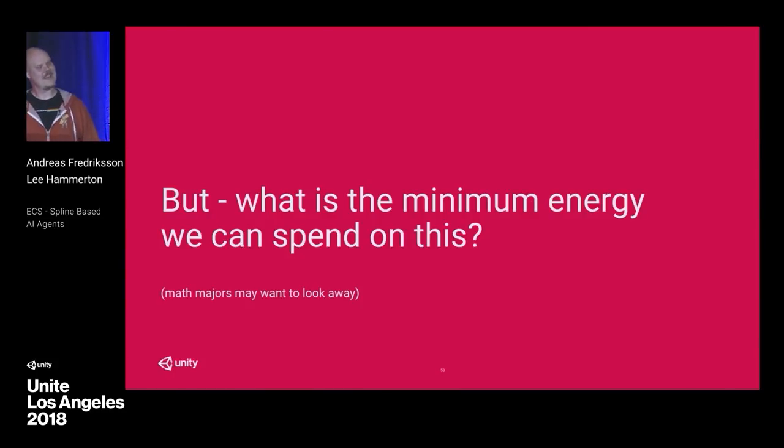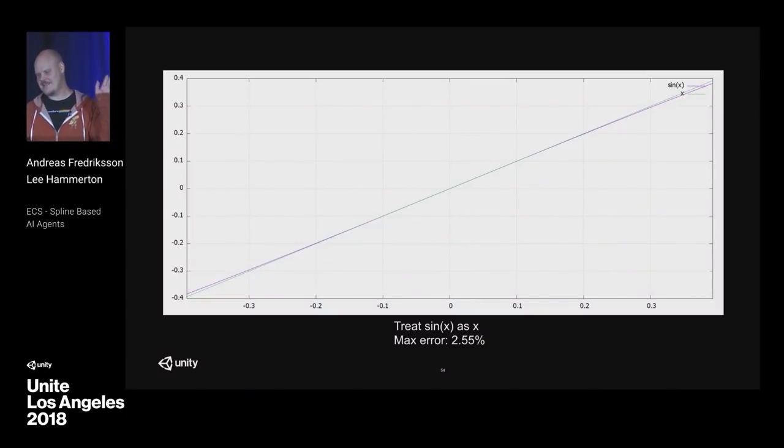So let me ask you a question again. What's the minimum energy we can spend on this? So I apologize to any math majors in the room. All right, sine of x is x. This gives us an error of about 2.5%, which is mostly okay.